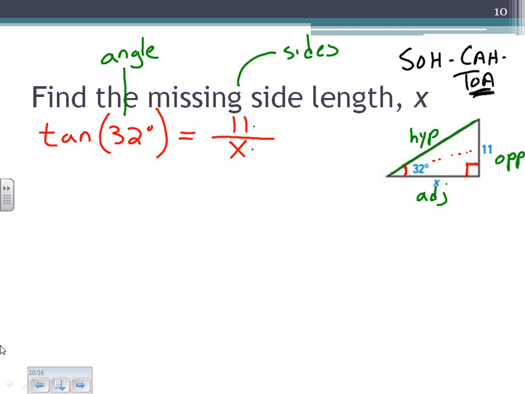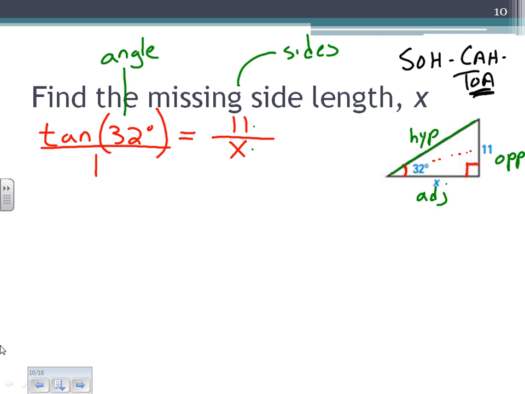Now we need to know how to solve these. The easiest way to solve these is to make it into a proportion. You guys are very good at solving proportions by cross-multiplying. But if you look, we have a ratio on the right side, and on the left side we don't. What could I divide tangent by in order to make it a fraction? 1. So I'm going to divide it all by 1. Did I change the value at all? No, I just rewrote it. It's a different way to write it.